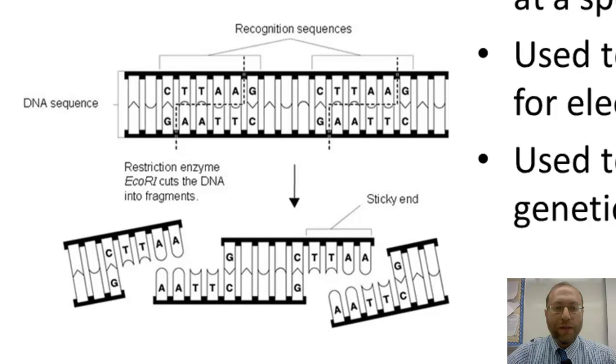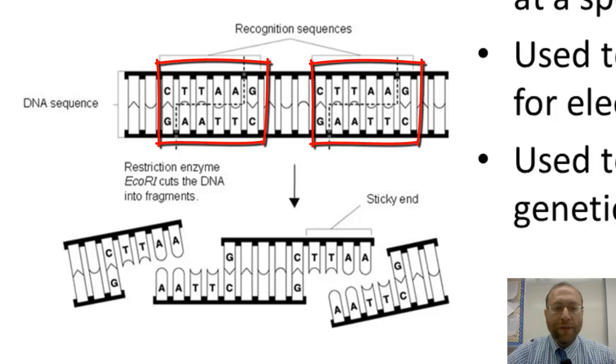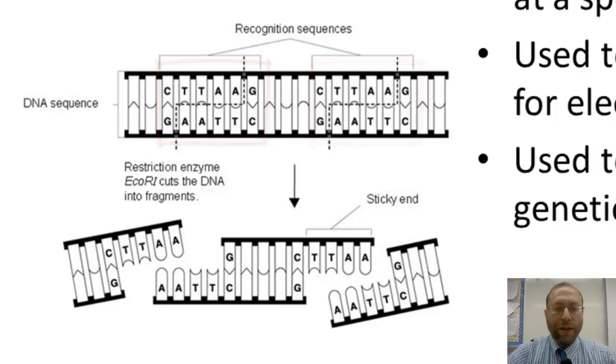What they do is, if you look at this diagram over here, there's several different restriction enzymes. Each one's active site will look for a specific sequence. EcoRI looks for the sequence CTTAAG, and whenever it finds that sequence, it cuts it. Now, some restriction enzymes will cut it straight down. What EcoRI does is that you see how it doesn't cut in the same place on the different strands?